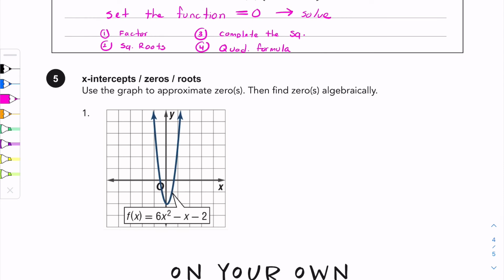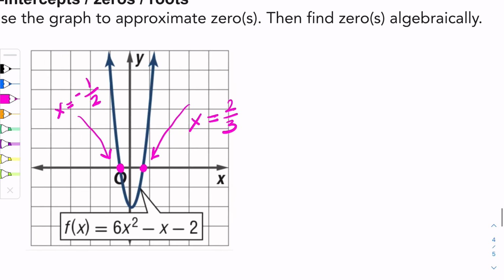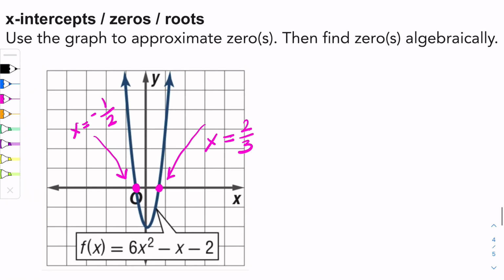For this function, we're going to look at the graph, and I'm going to notice that I see a 0 here and here. I'm just going to guess where they are. So for this one, I'm going to guess that this is at x equals -1/2. And this one appears to be a little bit further than 1/2, x equals 2/3. Now that I guessed where they are, I need to prove where they actually are.